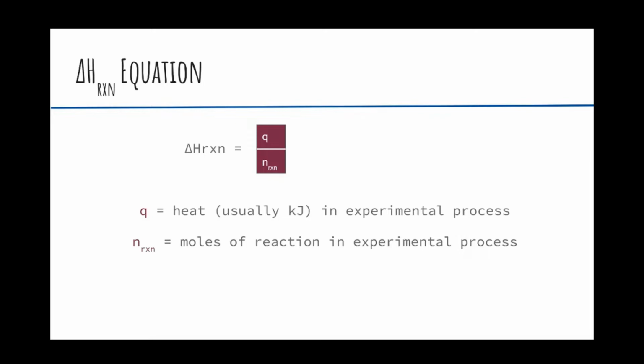The equation for our delta H of reaction can be seen as Q divided by n of reaction. Q, which is heat, which is usually in kilojoules, is usually figured out during an experimental process, and n is the moles of reactants in that experimental process. So the heat of reaction is telling us how much heat is released per mole.